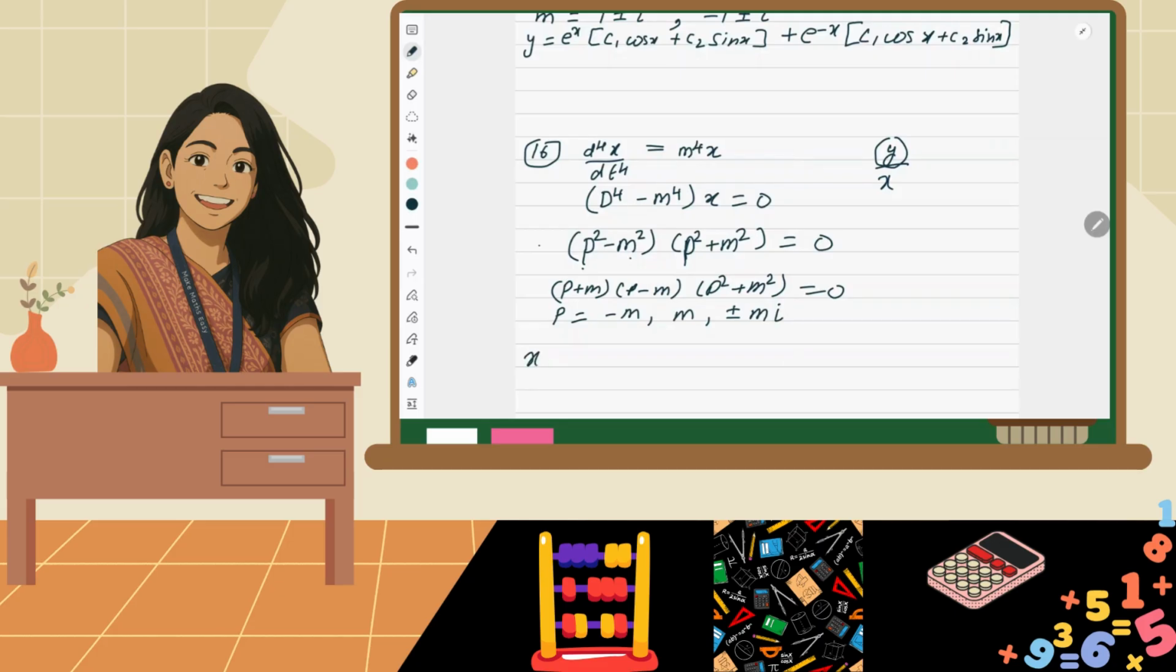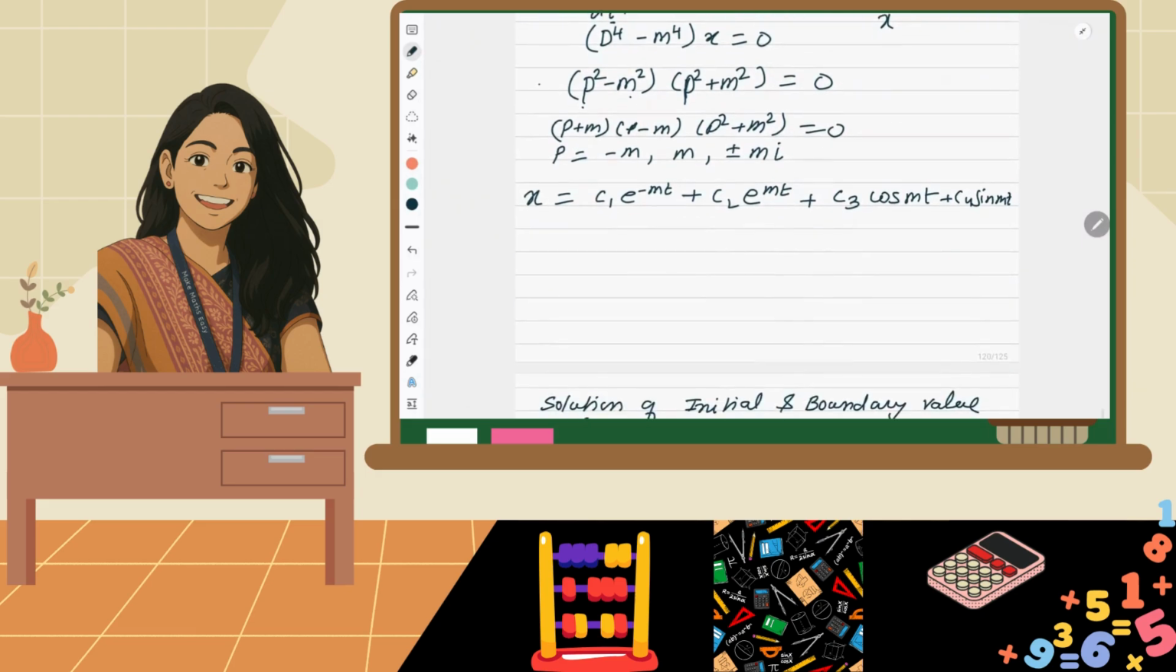So what is my answer now? x is equal to, first of all, this is the real root, so c1 e to the power minus mt, because t is here, plus c2 e to the power mt. Then for the complex roots, the real part is not there, so only the imaginary part is there. So c3 cos mt plus c4 sin mt. Correct? So this is how you have to do the questions. So even if a variable is there, you can easily write down the answers.